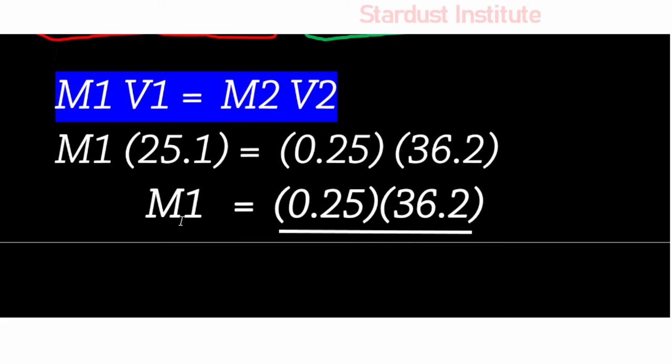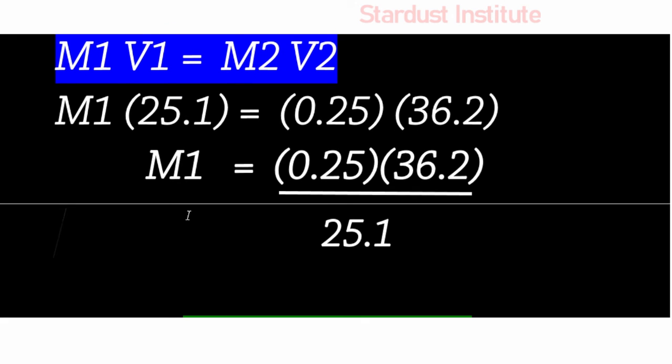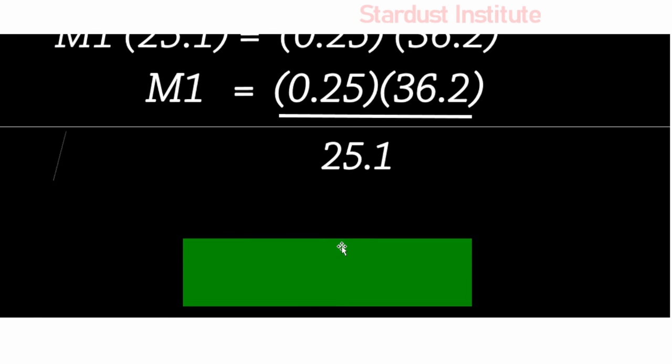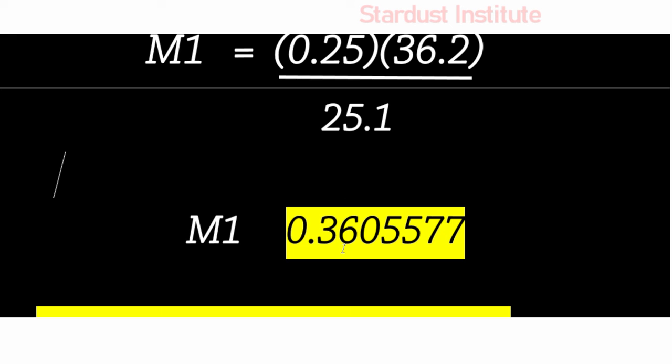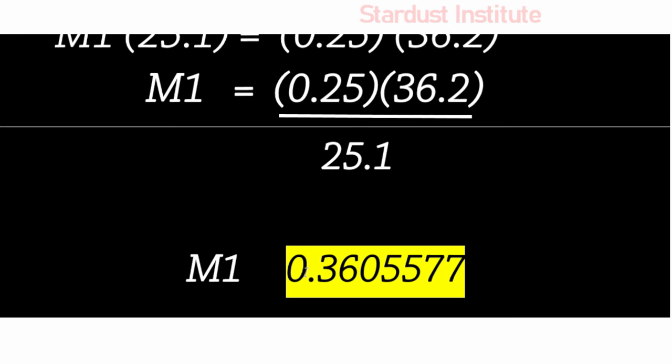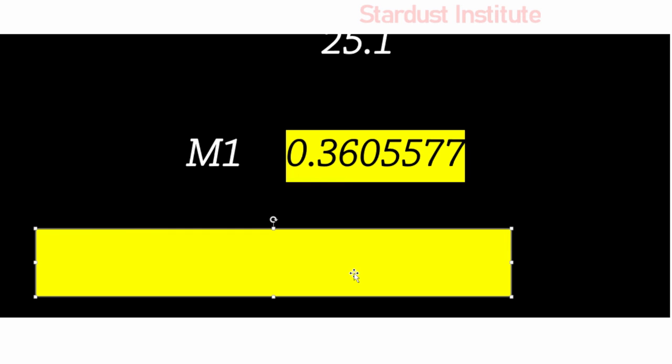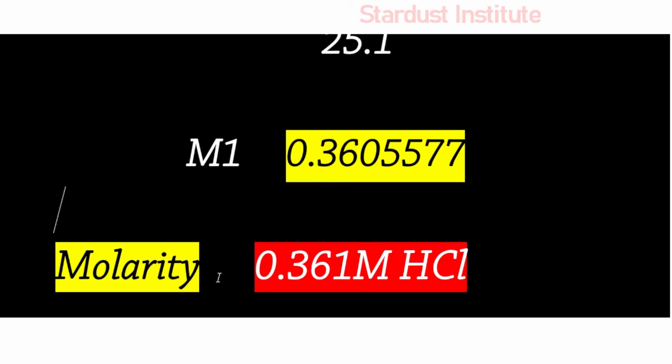Now we need to find M1, so we should isolate M1 on the left hand side. The 25.1 milliliters goes to the right hand side this way. Now we have isolated M1. We can simplify this and find the answer. I use my calculator. M1 is 0.3605577. There are many decimal places here, but 2 or 3 decimal places are enough. Therefore, we can write our answer as 0.361 M.